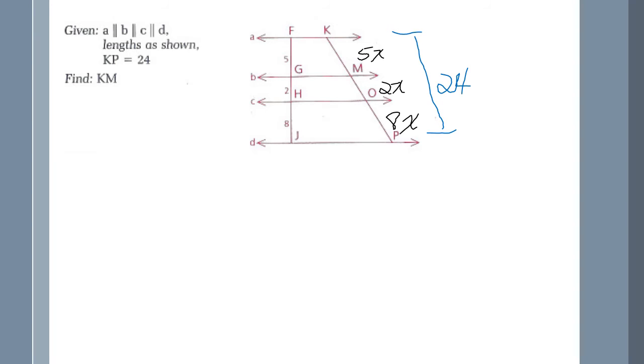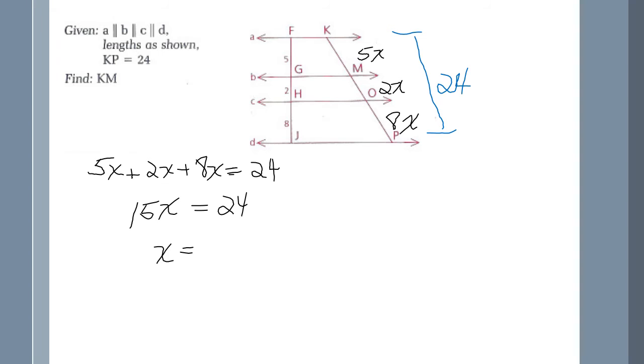And now we can just add those together to equal 24. So we've got 5x plus 2x plus 8x equals 24. So we end up with 15x equals 24. So x is equal to 24/15, but that's got to be reduced. The greatest common factor between 24 and 15 is 3. So that becomes 8/5, or 1 3/5, is x.